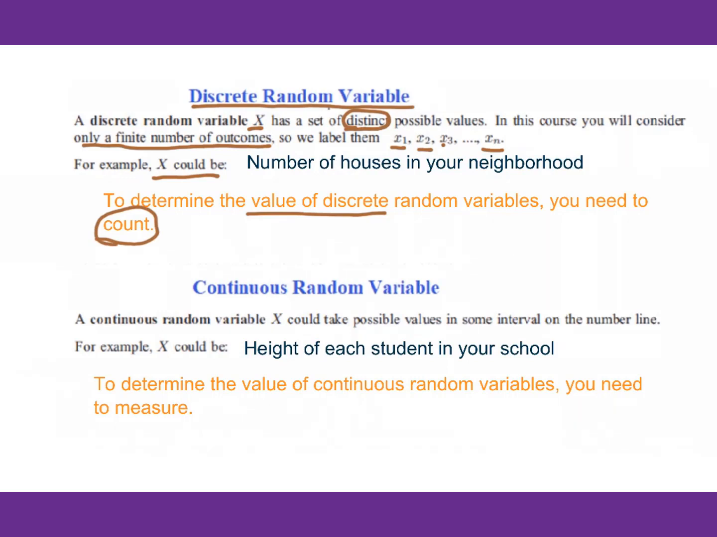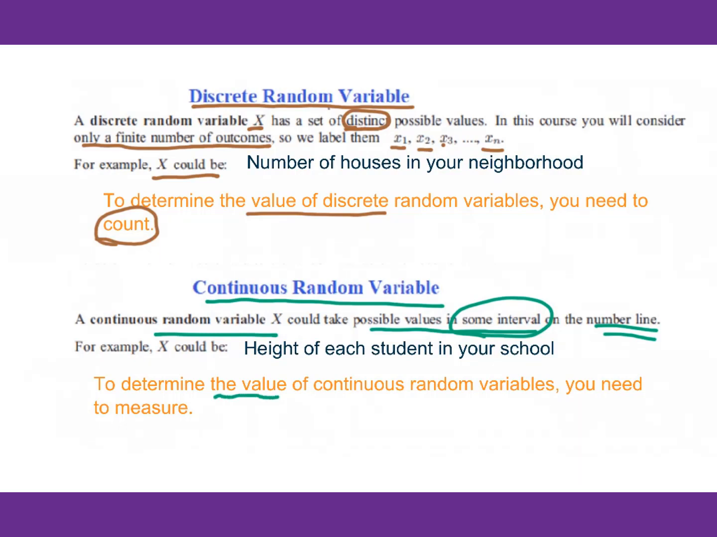Compared to a discrete random variable, we have a continuous random variable. A continuous random variable X could take possible values in some interval on the number line. For example, X could be the height of each student in your school. To determine the value of continuous random variables, you need to measure.